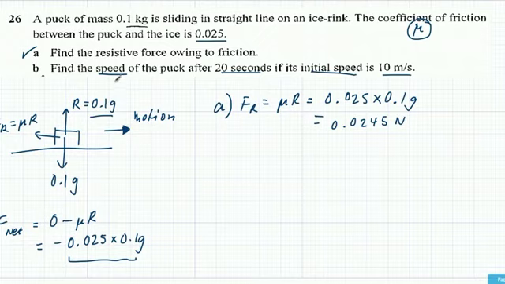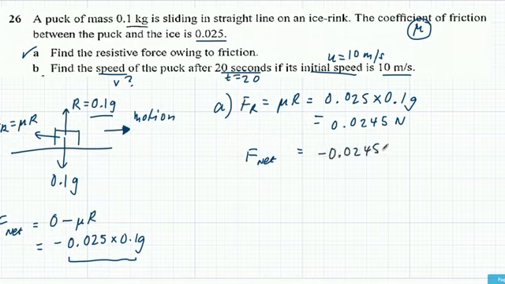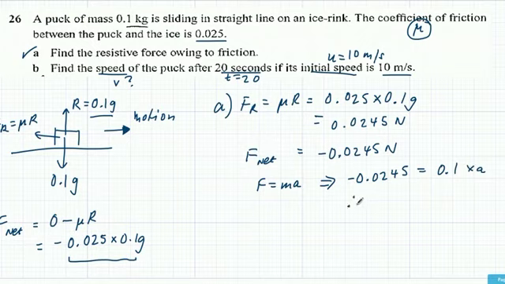Again, this is asking what's the speed? t is 20, u is 10. Actually, its initial speed is 10. We need 3 bits of information, right? Now we know the net force is, in this case, negative friction only. We know F equals ma. We know that this net force equals the mass, which is a 0.1 kilo puck, times the acceleration. So therefore, acceleration is 0.0245 divided by 0.1.